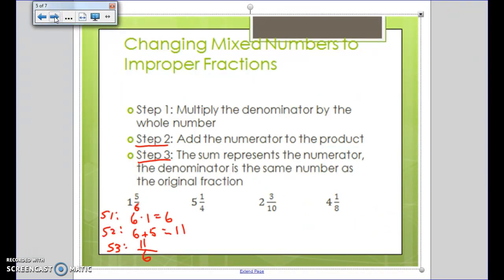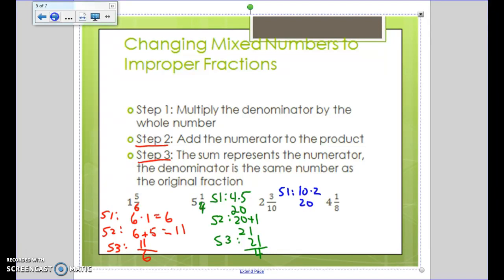Let's do the next one. And again, step 1, I'm going to multiply 4 times 5. That makes 20. Step 2, I'm going to add 20 plus 1. Just add the numerator to the product. Okay, that equals 21. Step 3 just says 21 is the numerator and 4 is the denominator. The original denominator stays the same. All right, again, we'll go to the next one here and do another example. Step 1 says 10 times 2, that's 20. Step 2 says add the 3 onto that 20, that makes 23.